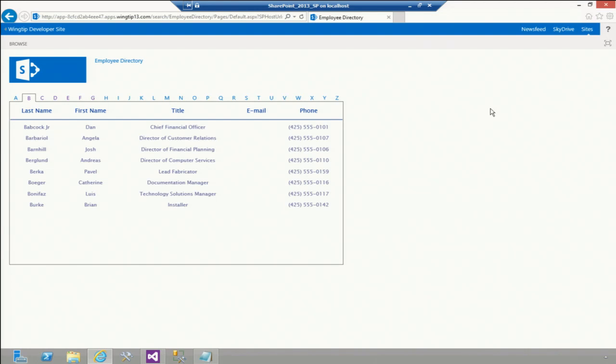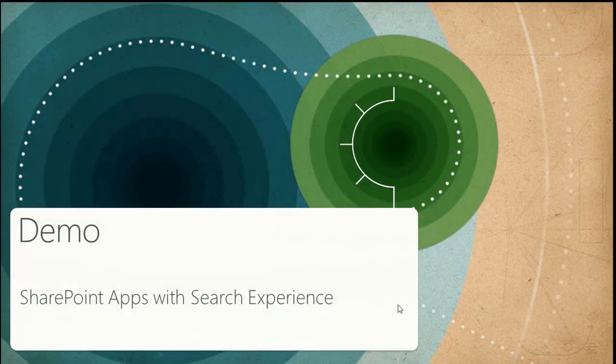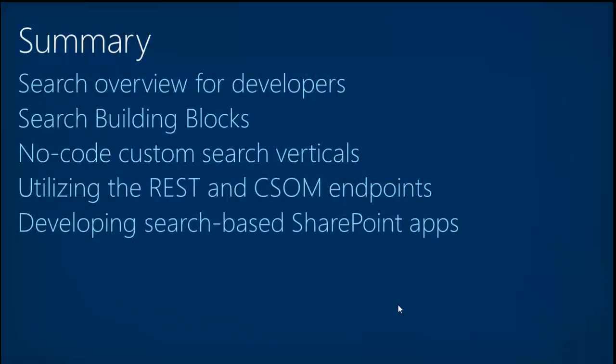Okay, I got us pretty close to the end here, and I think the good news is we're pretty close to the end of our material. Here's our summary. We took a look at an overview for developers. I showed you all the extensibility points, and we tried to focus on things that we could do in O365 and on-premises. I gave you the search building blocks. We talked about no-code stuff, then the REST and CSOM endpoints. And finally, we looked at making apps that are search-based inside of SharePoint.